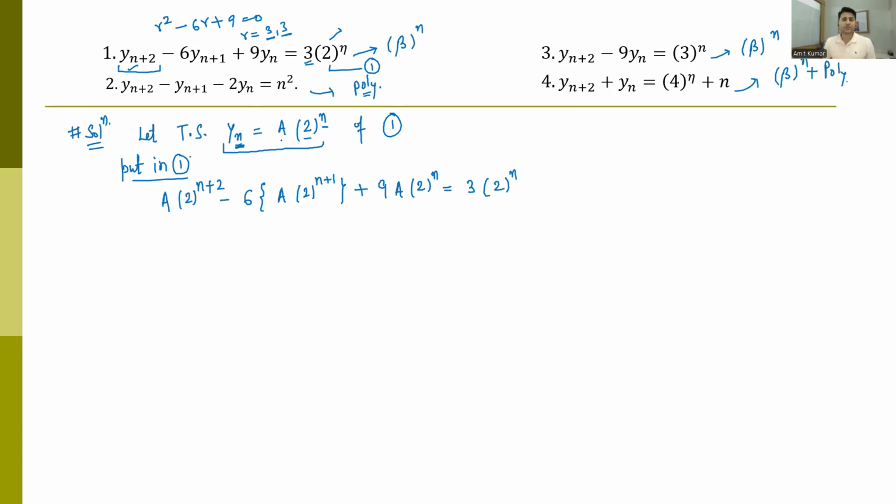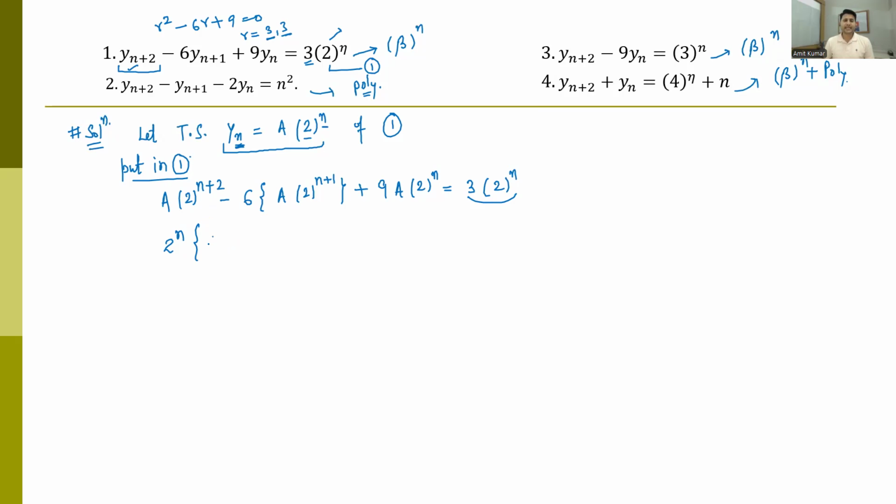As I already told you, we are supposed to find the value of a by comparing the coefficients of 2 power n. When simplifying the left side, keep in mind that it should come out in the form of the right hand side, that is, 2 power n into something, so that the comparison can be done easily. So what I'm doing is taking 2 power n common out of all these terms.